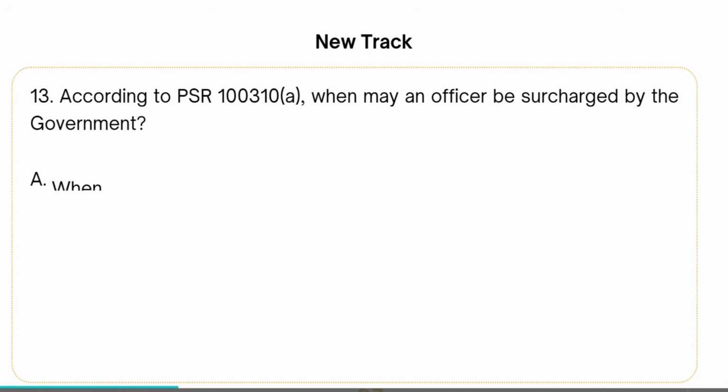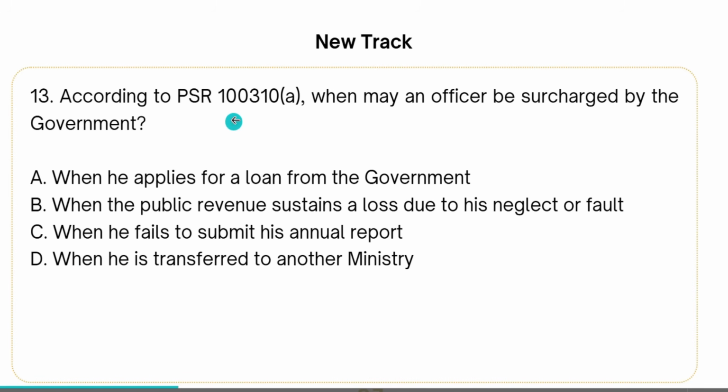Question number 13. According to PSR chapter 10, section 3, paragraph 10A, when may an officer be surcharged by the government? A. When he applies for a loan from the government. B. When the public revenue sustains a loss due to his neglect or fault. C. When he fails to submit his annual report. And D. When he is transferred to another ministry.